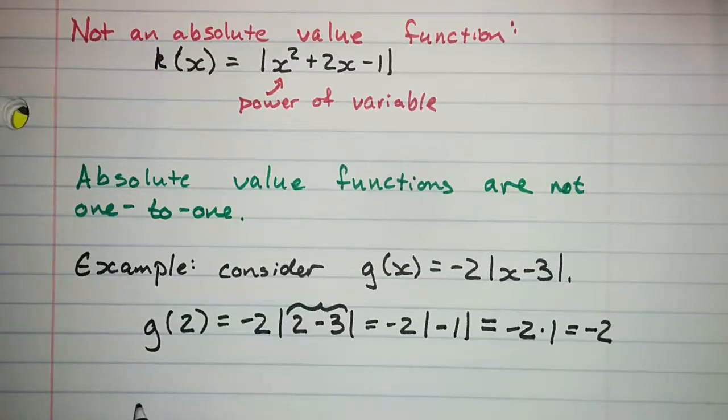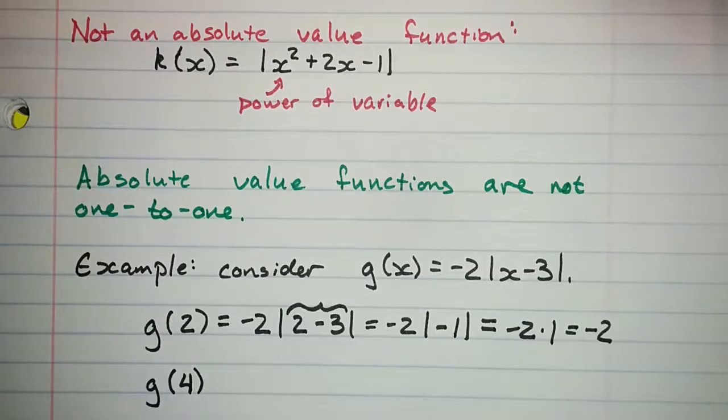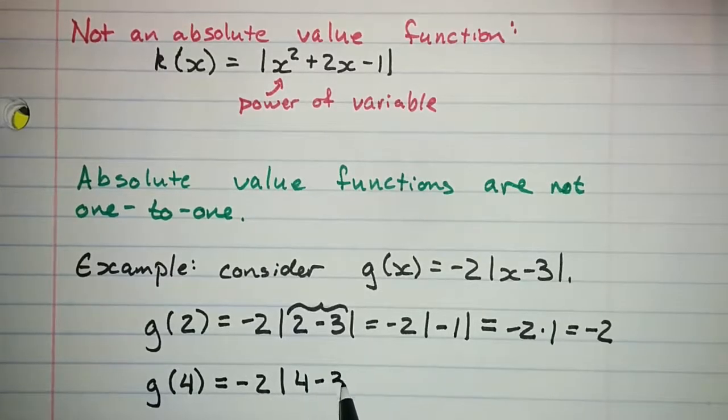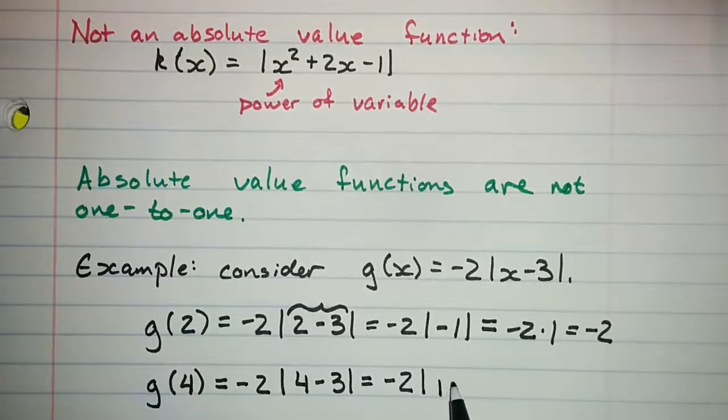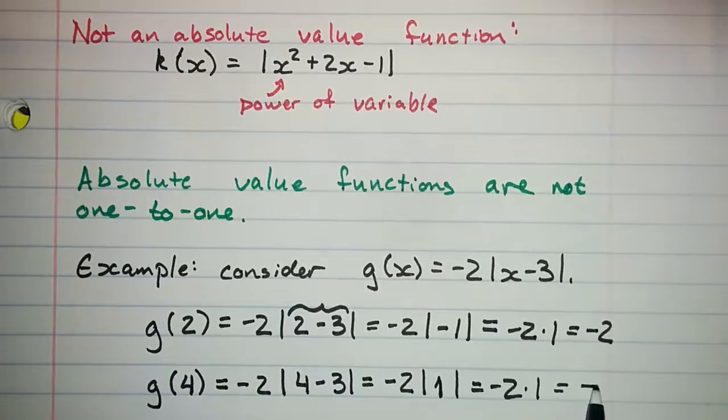All right. But what about g of 4? That'll be negative 2 times the absolute value of 4 minus 3, which is negative 2 times the absolute value of positive 1. With these absolute value signs around, I feel like a little upsweep on my 1 so I can tell what I'm doing. The absolute value of 1 is still just 1, and negative 2 times 1 is negative 2.